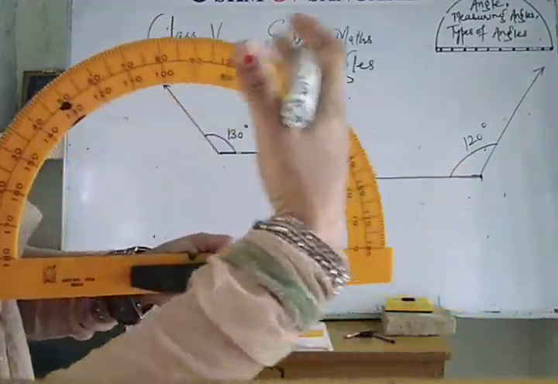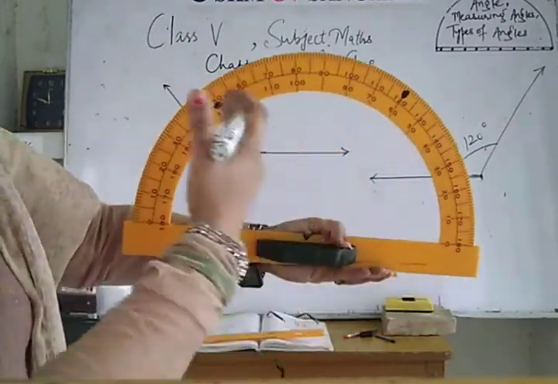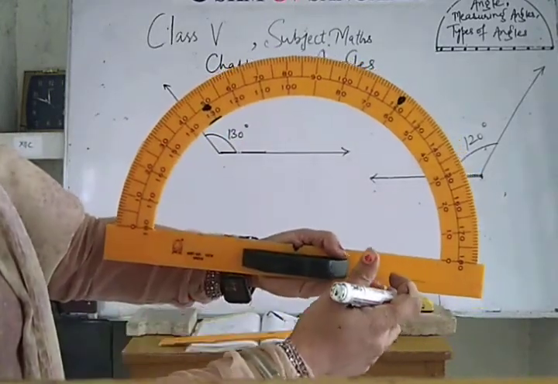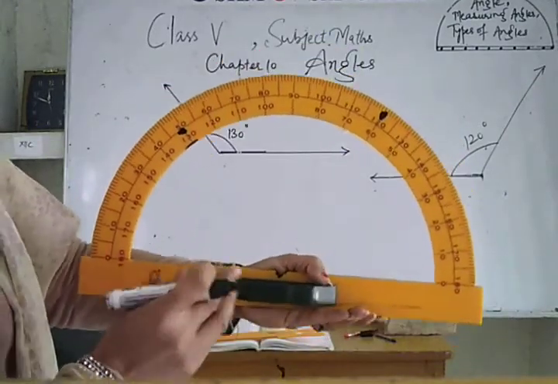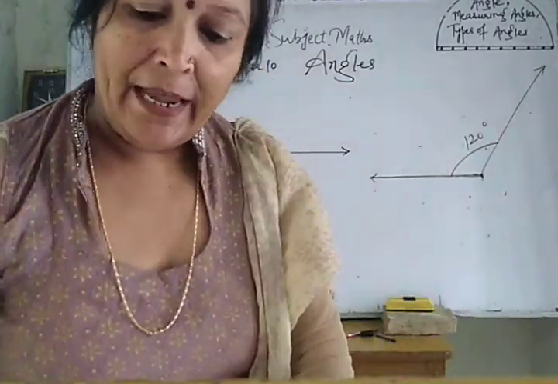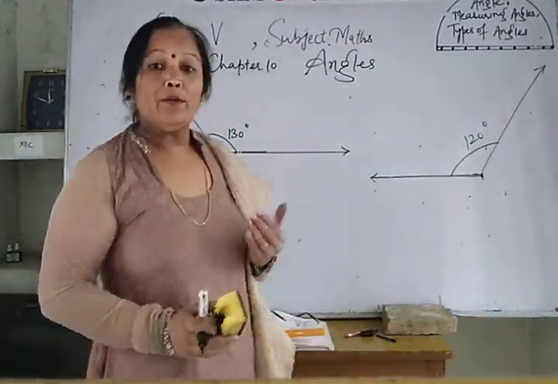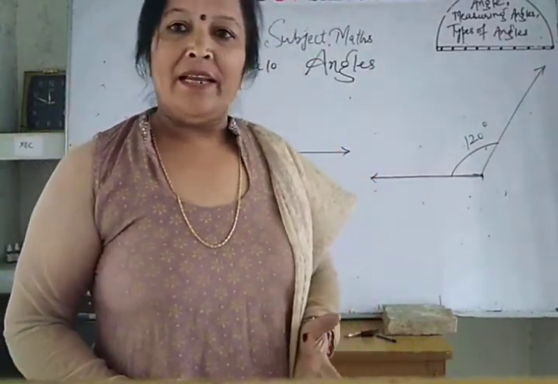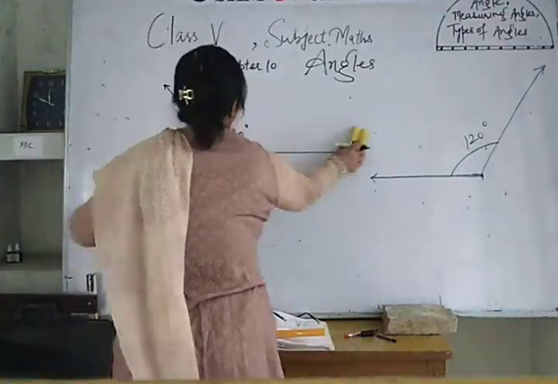When you take this side as vertex, then the outer scale will be considered. And when you take your left side here as vertex, then the inner scale will be seen. So let's know about the types of angles. The types of angles are: acute angle, obtuse angle, right angle, straight angle, reflex angle, and complete angle.